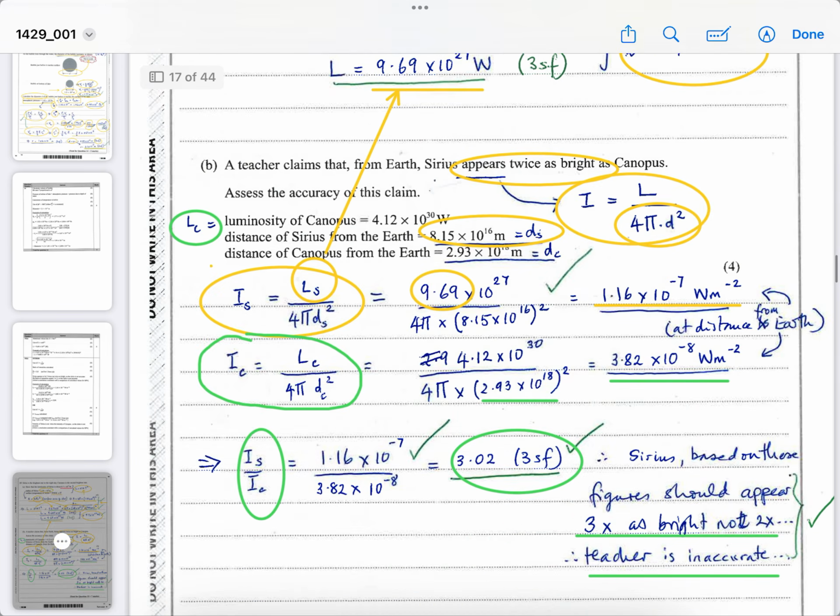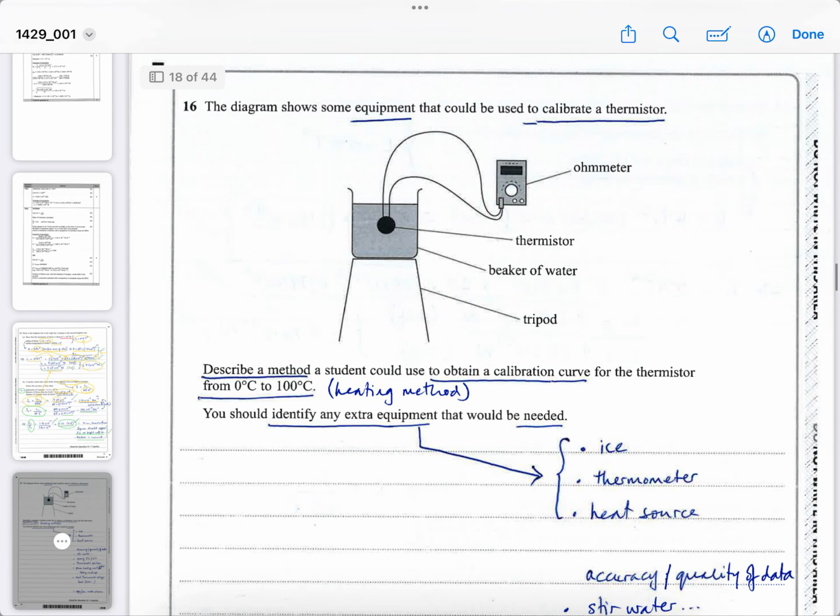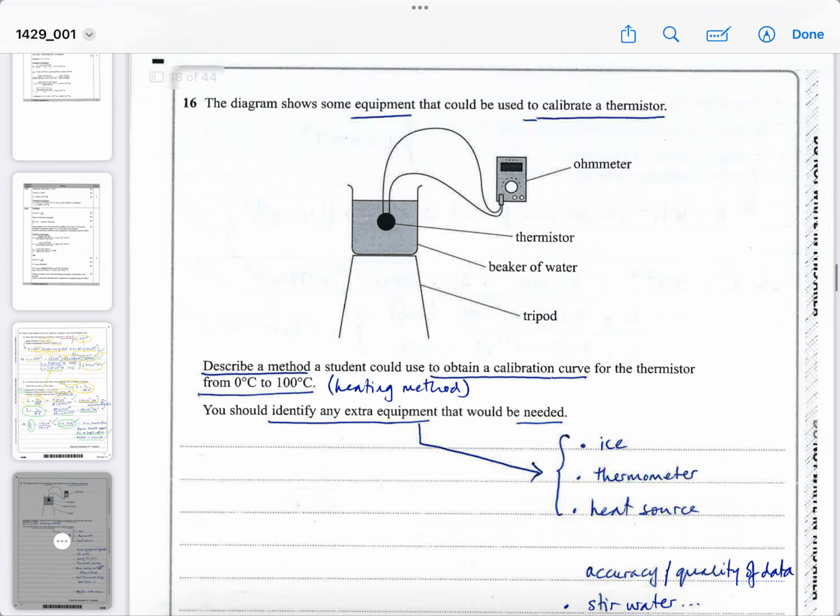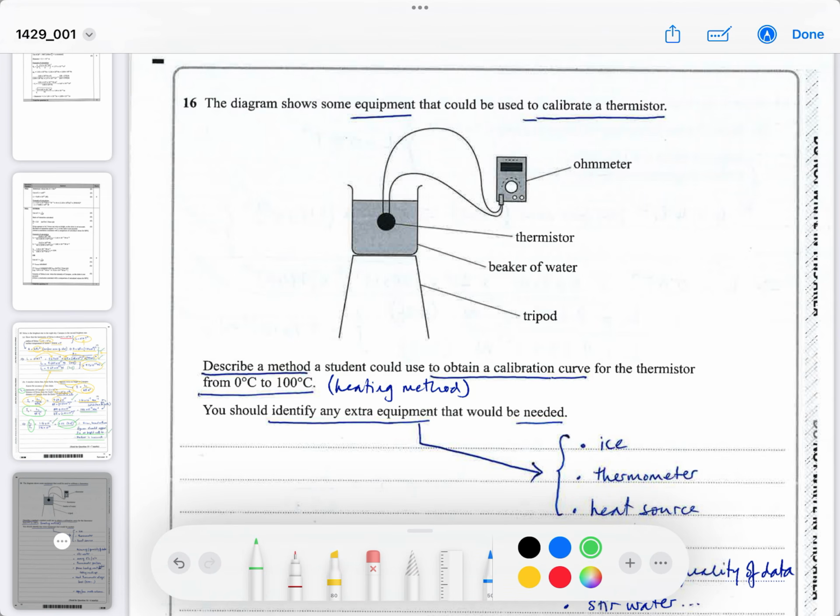And now we're going to go to question 16. So question 16 is an experiment. The diagram shows some equipment that could be used to calibrate a thermistor. Now, I'm not sure, but I think this might be a core practical. You need to check to be able to calibrate a thermistor. All right, so the thermistor is put in the water.